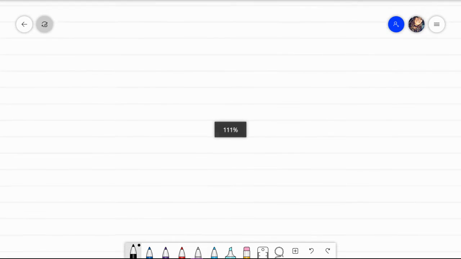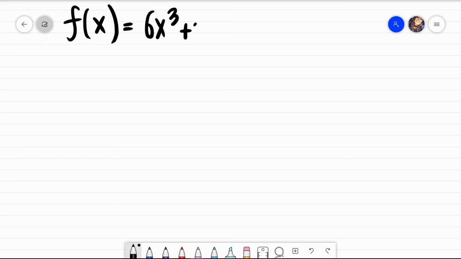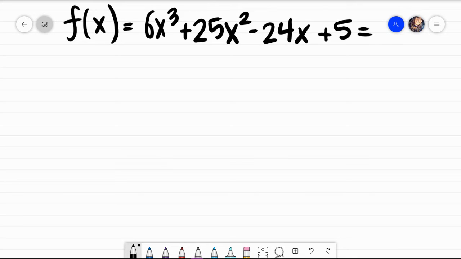Okay. So say what they give us is, am I zoomed in? Just have to scroll around here. I get f of x equals 6x cubed, a positive 25x squared, a negative 24x, a plus 5 equals 0.